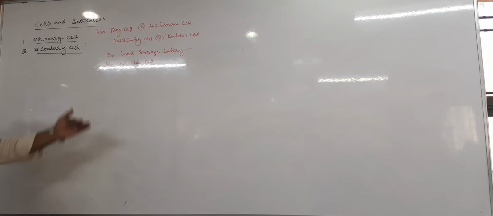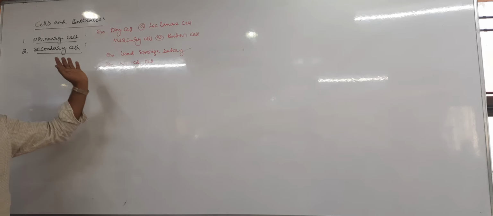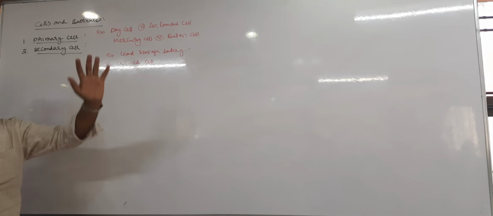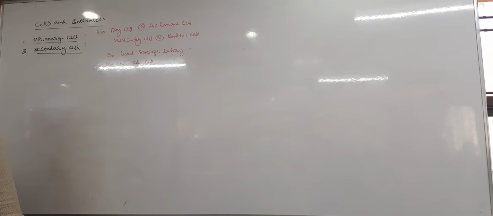Okay, so other than this we have another cell, hydrogen oxygen cell, that is called fuel cell. So where fuel is used to get the energy, that is electric current, fuel cell. Okay, then next we have corrosion and its applications. Okay, right, first here cells and batteries.